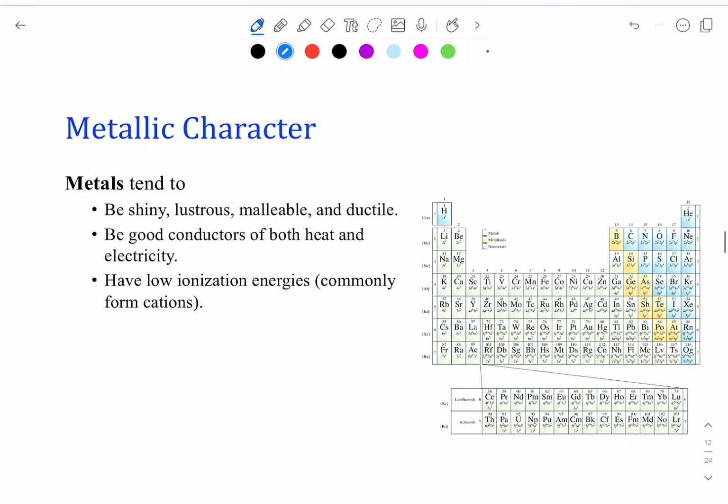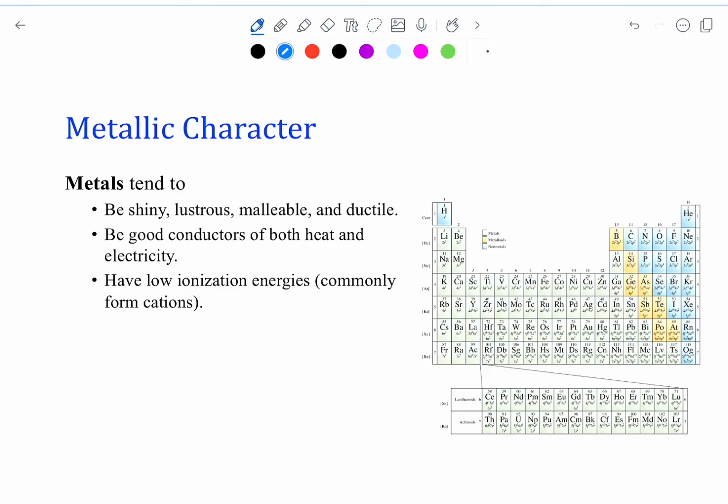Okay, so next up is the trend of metallic character. So metals tend to be shiny, lustrous, malleable, and ductile. If you think of aluminum foil, that's aluminum, that's a metal. It's very easy to crunch it up and put it over your food before you put it in the fridge or whatever. So it's very shiny, it's very malleable. Metals are also good conductors of heat and electricity. It's why we use them in wires in our homes and in our cords and everything like that.